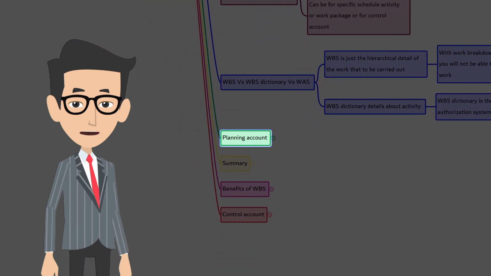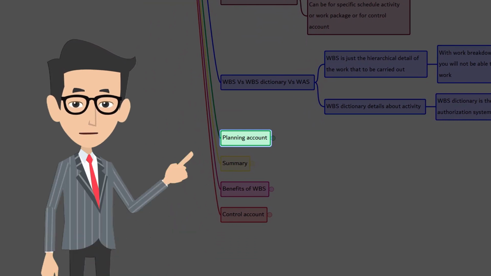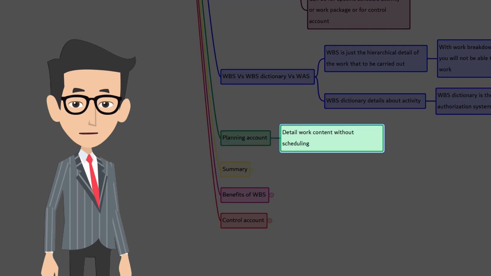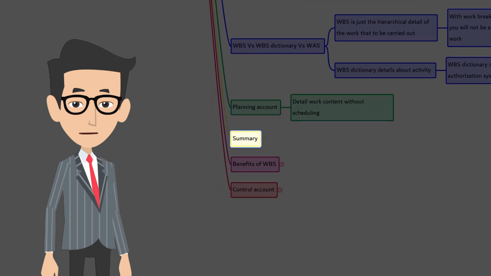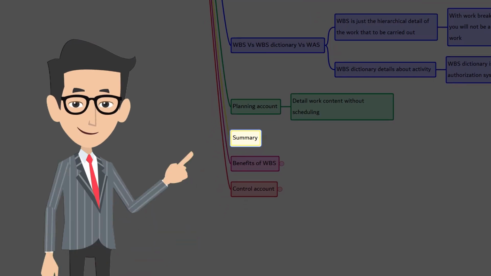Before we move to the summary, there is another terminology you should be aware of. That is planning account. When we develop a WBS, not every time do we complete the schedule. There may be occasions where enough details are not available to complete the schedule. Of course, we detail the work content but won't do the scheduling. Those are called planning accounts. All right, now let's quickly summarize what we discussed so far. Then we will jump into the next topic.